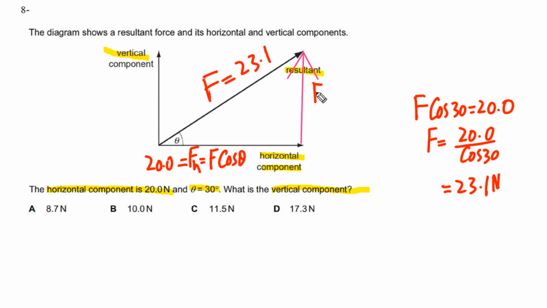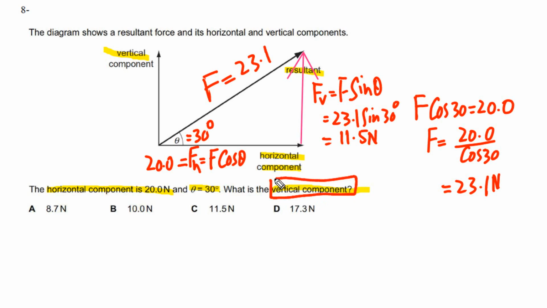Now we need to find the vertical component of force. That is quite straightforward: Fv, the vertical component, will be equal to F sine of the given angle, meaning this angle, which in this case is 30 degrees. We just plug in these values and we will get our final answer. Our final answer for this question will be 11.5 newtons. This is what we needed to find, the vertical component. So our answer is C.